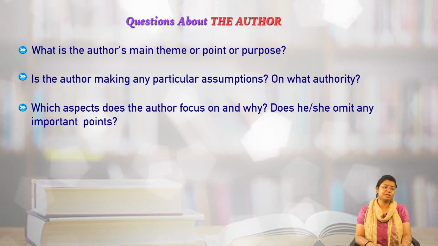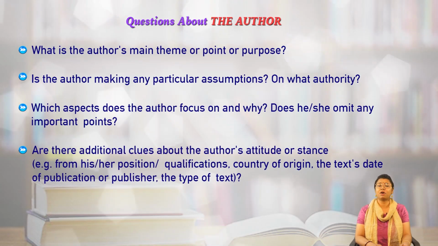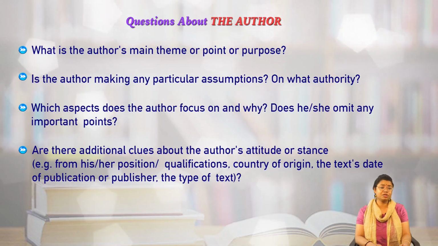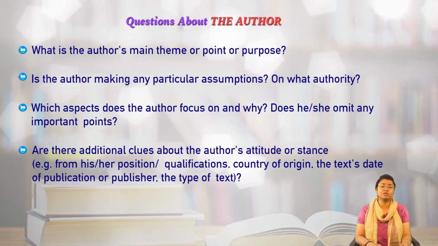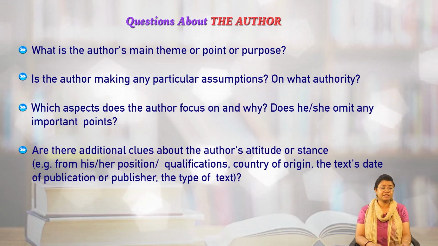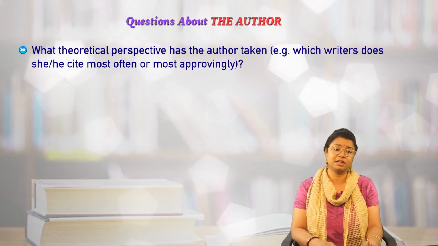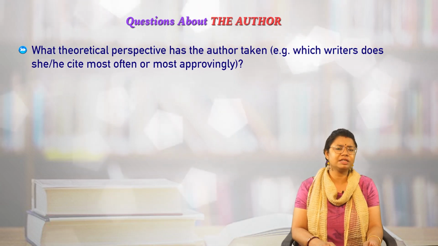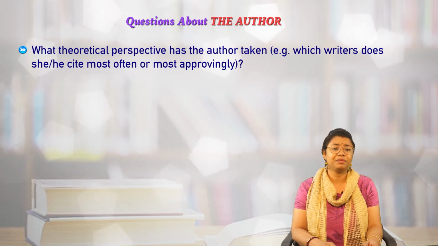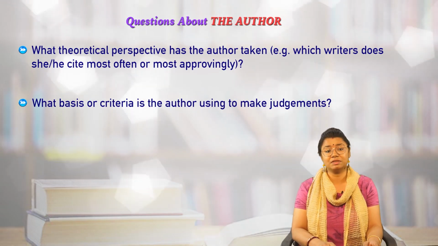Does he or she omit any important point? Are there additional clues about the author's attitude or stance? From his or her position or qualifications, country of origin, the text's date of publication or publisher, the type of the text, etc. What theoretical perspective has the author taken? For example, which writers does he or she cite most often or most approvingly? What basis or criteria is the author using to make these judgments?